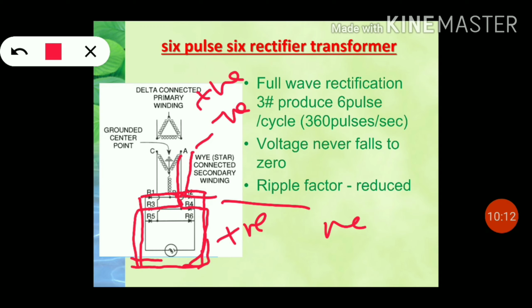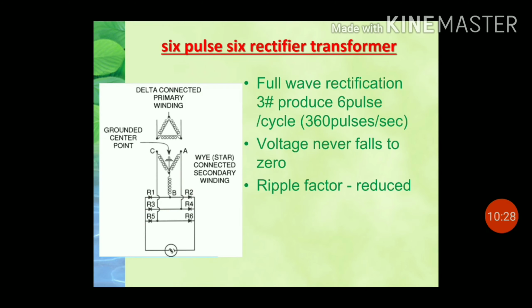So by this method, full wave rectification of 3 phase will produce 6 pulses per cycle, like 360 pulses per second. So the voltage will never fall to 0 in this, and the ripple factor is significantly reduced.